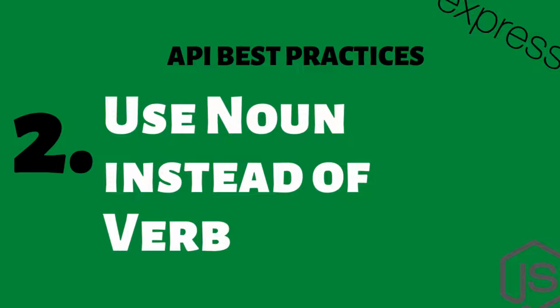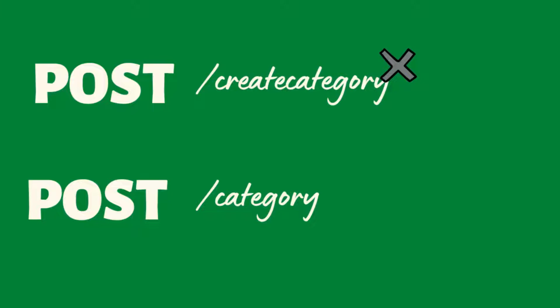In that we should not name our endpoints as create post. Instead of that, we can just simply use the noun. So we are not going to name our endpoints such as create category. Instead of that, we are just simply going to append category in the endpoint. So that will denote the noun instead of verb. So that is one good practice while naming an API.